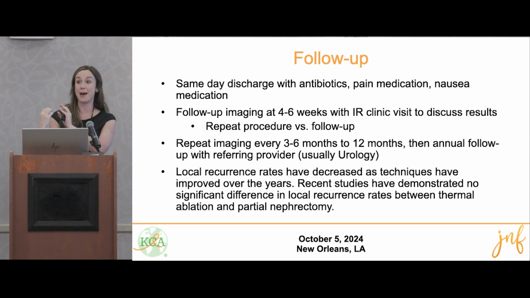Sometimes if there's a little bit of that mass that's left, we'll schedule a repeat ablation just to touch up any areas that were missed. Usually we do repeat imaging every 3 to 6 months to the 1-year mark, and then those patients usually follow up with just urology after that. Local recurrence rates, which means when the cancer comes back in the area that we treated, have decreased over the years as our technical expertise has improved with these procedures. And recent studies have shown no significant statistical difference in local recurrence rates between partial nephrectomy and ablation.